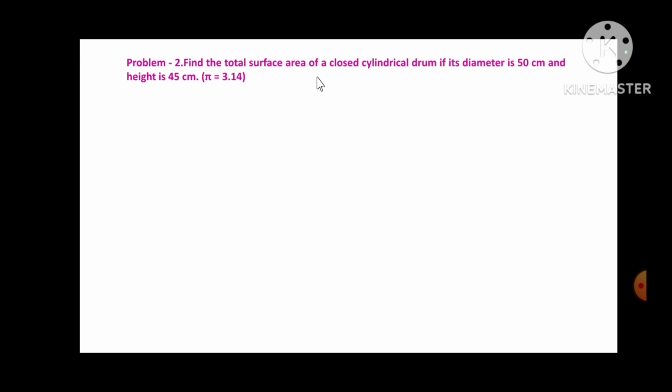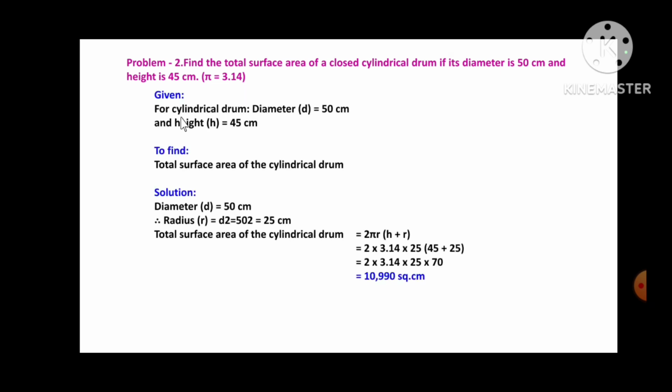Find the total surface area of the closed cylindrical drum if its diameter is 50 centimeter and height is 45 centimeter. Pi's value is given as 3.14. Friends, first of all write the given things. For the cylindrical drum, the diameter is 50 centimeter and height is 45 centimeter. We have to find out the total surface area of the cylindrical drum. Friends, d is 50 given, so you have to calculate here the radius. So radius is nothing but diameter divided by 2. So 50 divided by 2 leads to 25 centimeter.